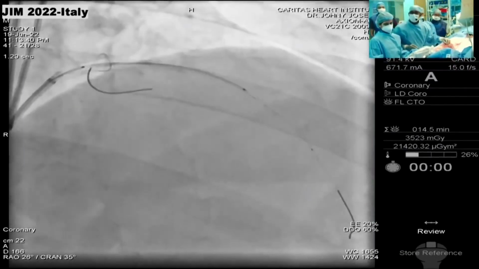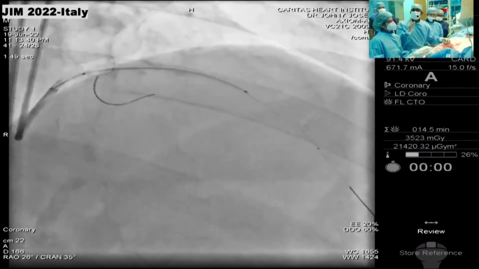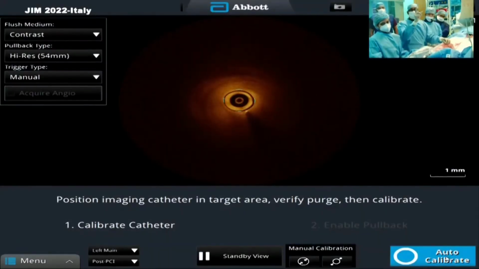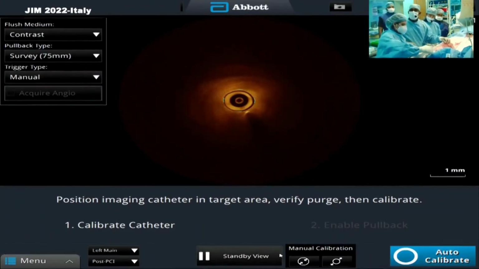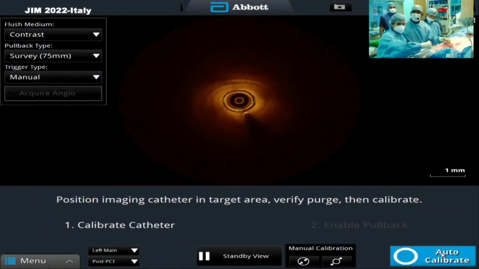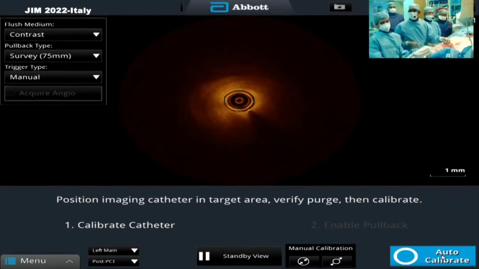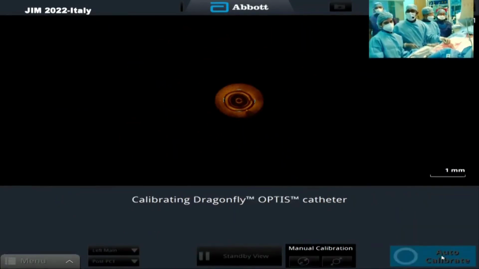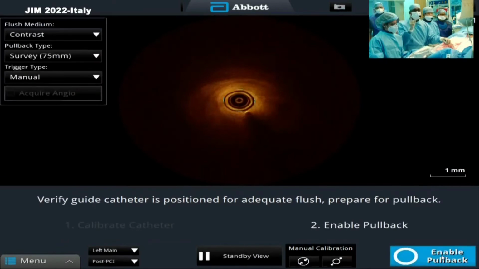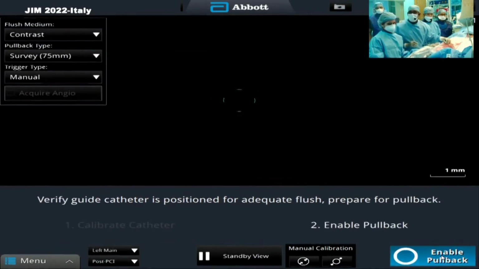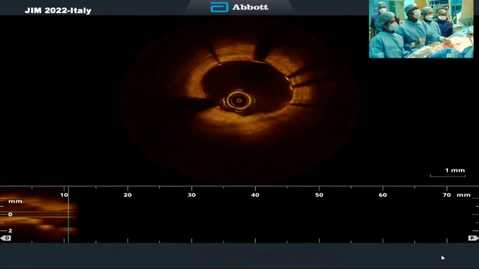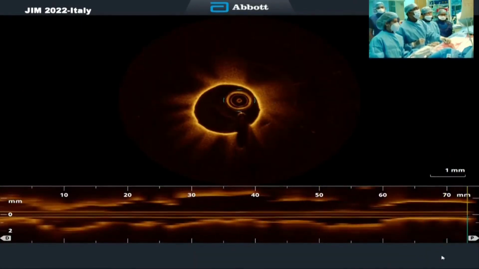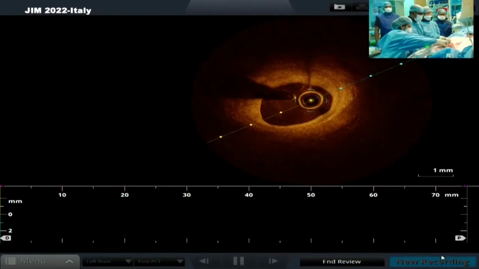Live view. We need to have a long run to cover both the stents. Initiate a small purge. Okay, 75 would be fair enough. Survey mode is fair enough. Okay, auto calibrate. I'll say inject and activate. Okay, please go ahead. Inject, activate. We have exactly 3 minutes and 15 seconds. Tremendous. Beautiful. I can just see it. It was all good.